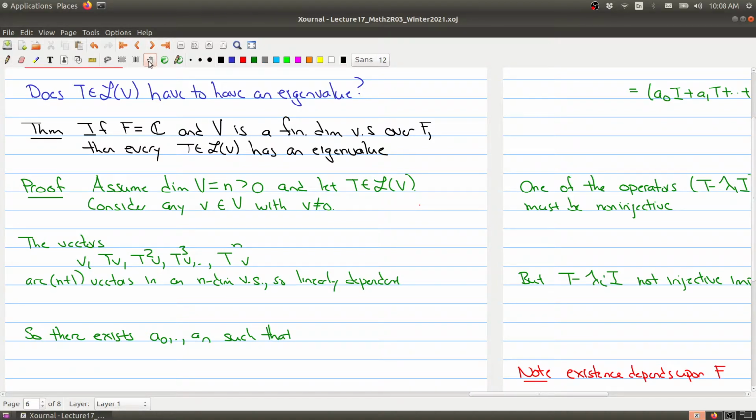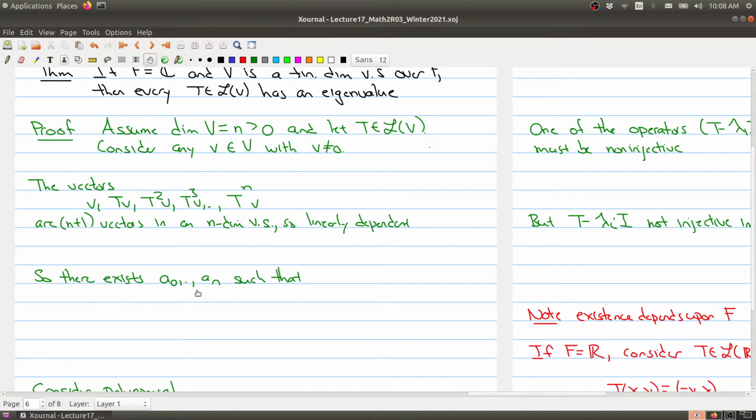Right, so remember what that means is that there exist numbers in our field such that we can write a0 times the vector v plus a1 times the vector Tv plus a2 times the vector T squared v, all the way up to an times T^n v, and we can get a linear combination equaling 0. And I want to point out, with not all of a1 up to an equaling 0.